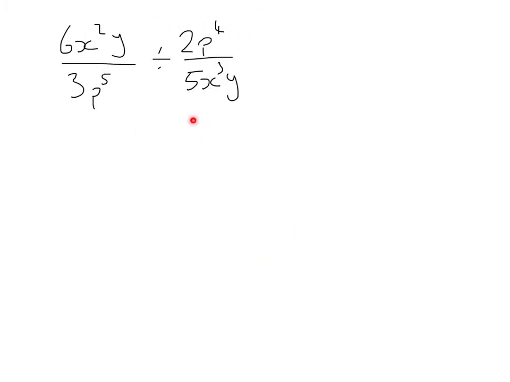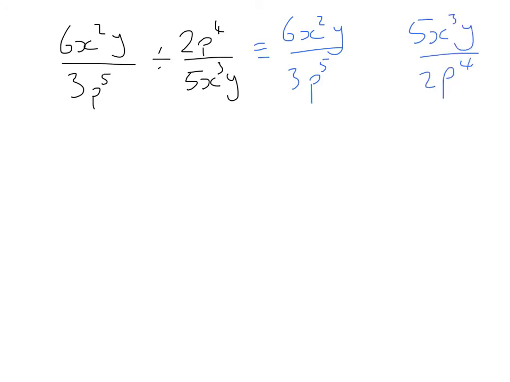This fraction looks a little bit messier and a little bit more complicated than the previous ones, but we'll apply exactly the same process, just one step at a time. First, we're going to keep the first fraction, 6x squared y over 3p to the power of 5. We're going to flip the second fraction, 5x cubed y over 2p to the power of 4, and then we're going to change the divide sign into a multiply sign.